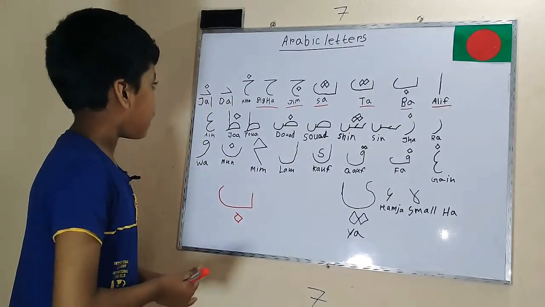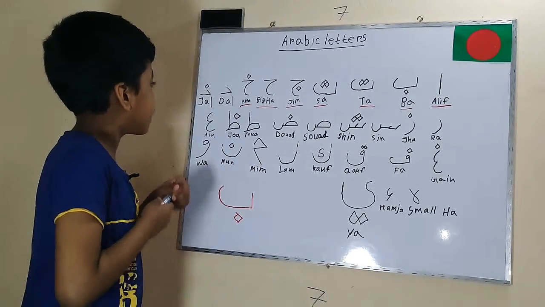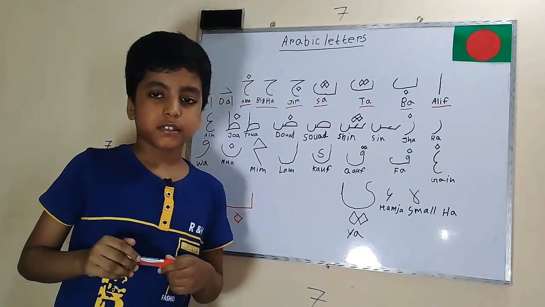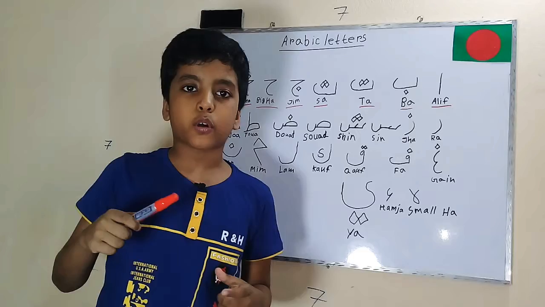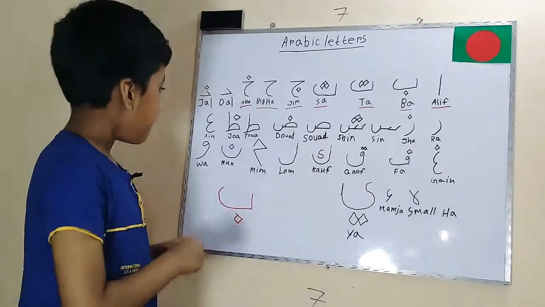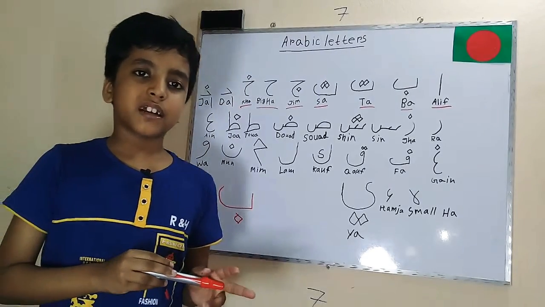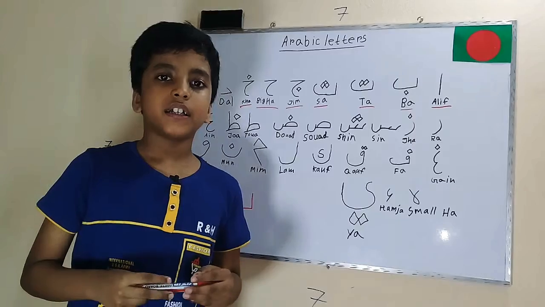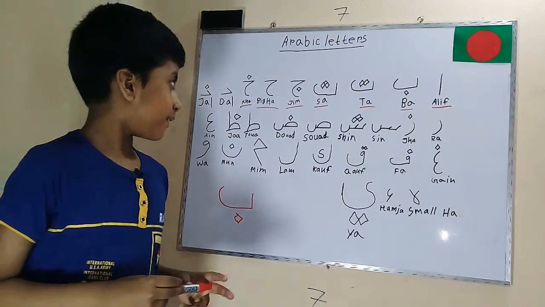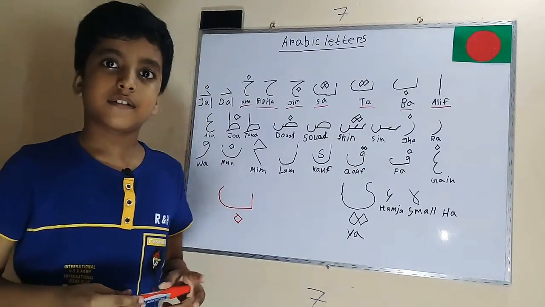So next we have kha. Now kha is the seventh letter of the alphabet, and it makes the sound kha. Some people say that the correct spelling of kha is a different one, but it's actually kha.